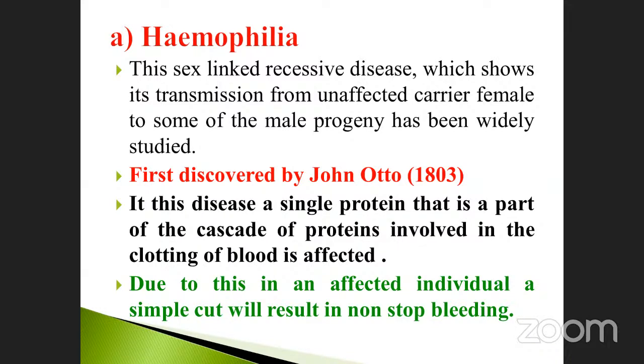This was first introduced by the scientist called John Otto. Just note it down, my dear. John Otto in 1803 first discovered hemophilia disease. How? In this disease, a single protein that is part of the cascade of proteins involved in the clotting of blood is affected. A particular protein molecule is absent. What happens? There will be a complete lack of the blood clotting mechanism.